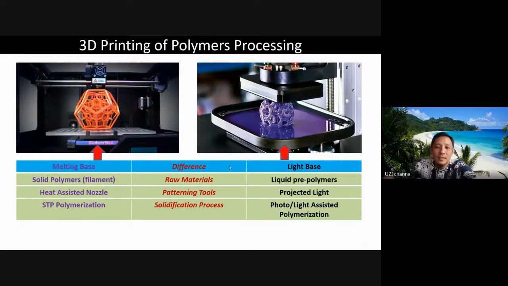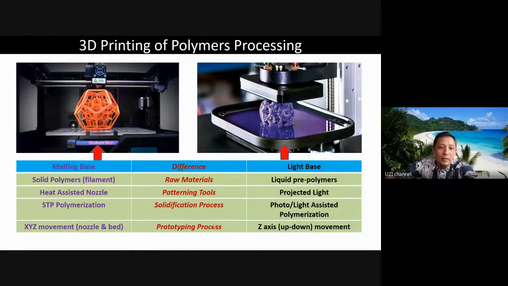Then the prototyping process. On the left side, in melting-based printing, the nozzle or bed can move in the x, y, z directions. Normally the bed moves in the x, y movement and the nozzle moves in the z direction, or vice versa. The nozzle can move in x, y, and this is the z direction.